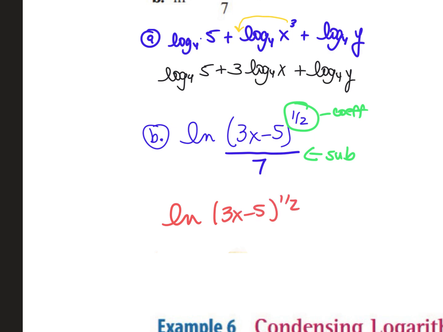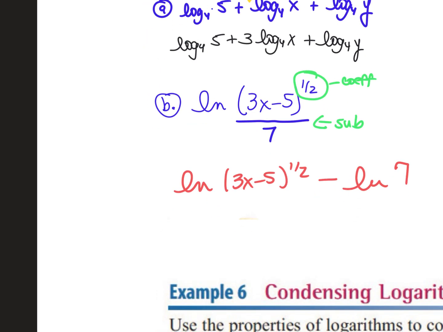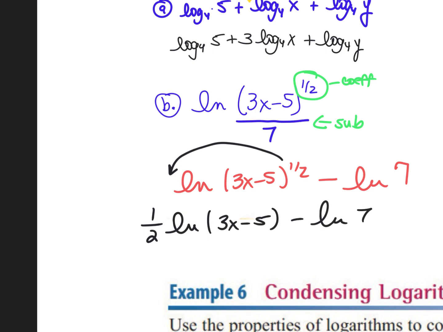And then what sign? Minus the natural log of what? 7. There you go. And then I have one more little thing I can do. What do I do with this 1/2? I bring it in front. So it's 1/2 ln 3x minus 5 minus the natural log of 7. That's it. When you pull apart, everything gets its own, either natural log or log, whatever little base it says.